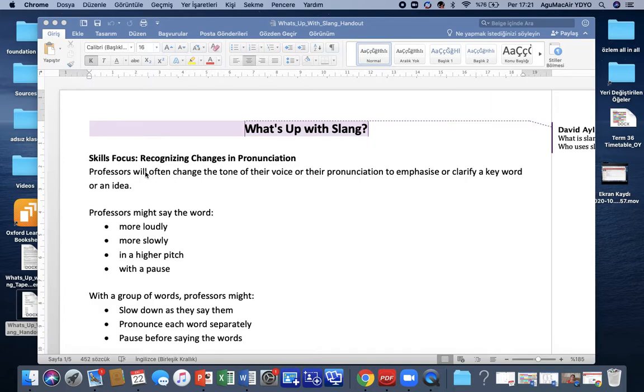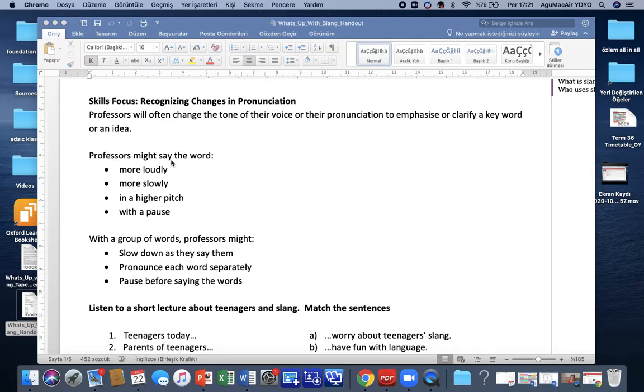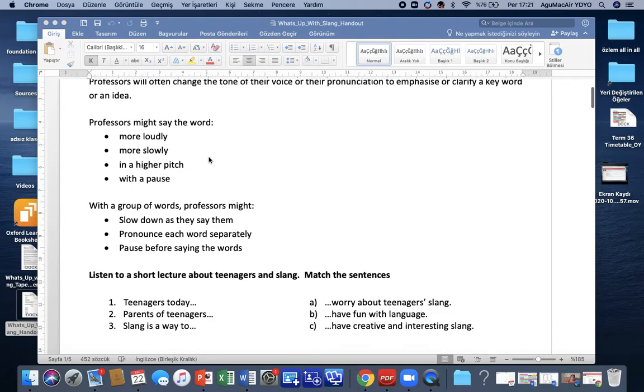In this video, I want to focus on the skill called recognizing changes in pronunciation. When you are listening to a lecture, of course, the professors often change the tone of their voice or their pronunciation. They are doing this to emphasize or clarify a keyword or an idea, right? So when they try to emphasize or clarify a keyword or an idea, they generally change their tone of voice. They may say the word more loudly, more slowly, in a higher pitch, or with a pause. So these are important. While listening to the professor, you need to focus on these changes.